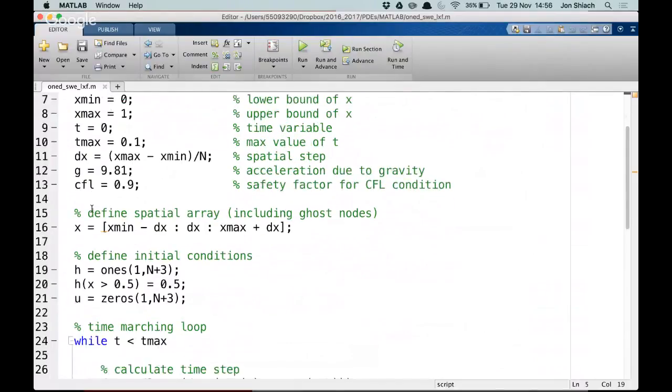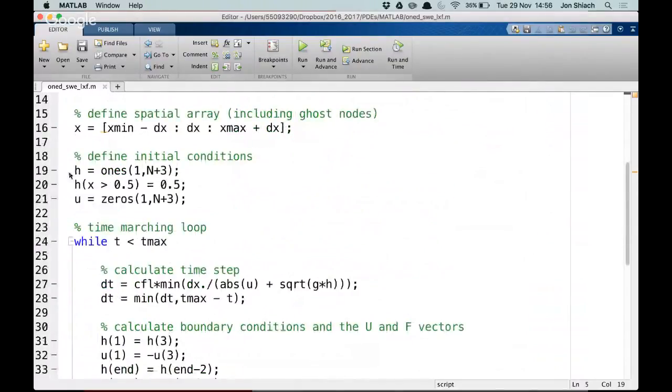Okay, define the initial conditions. So for the height, in this case, I set it to be 1s everywhere. So I've got an array of 1s, but where my x value is greater than 0.5, I set it to 0.5. So to the left of the dam, I've got a height of 1. To the right of the dam, I've got a height of 0.5.